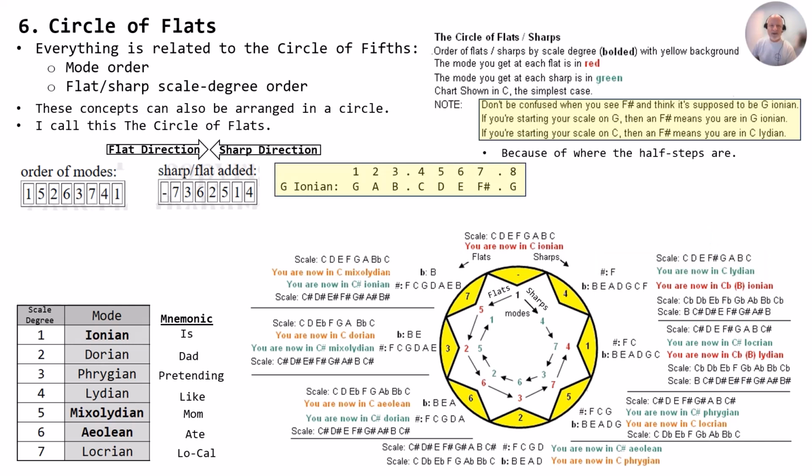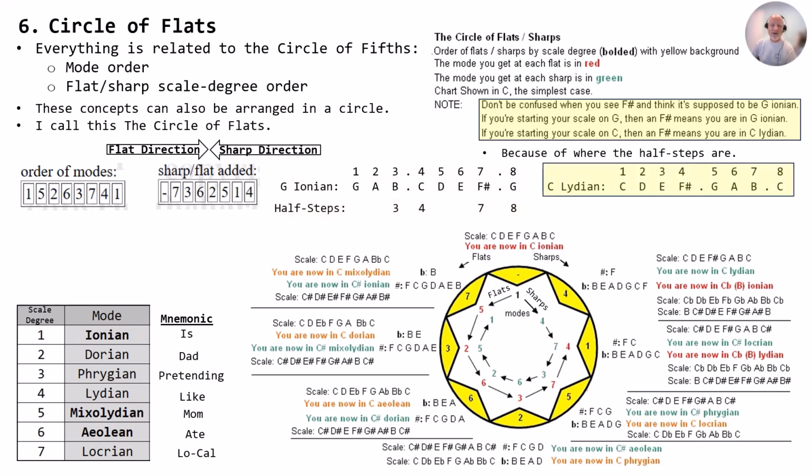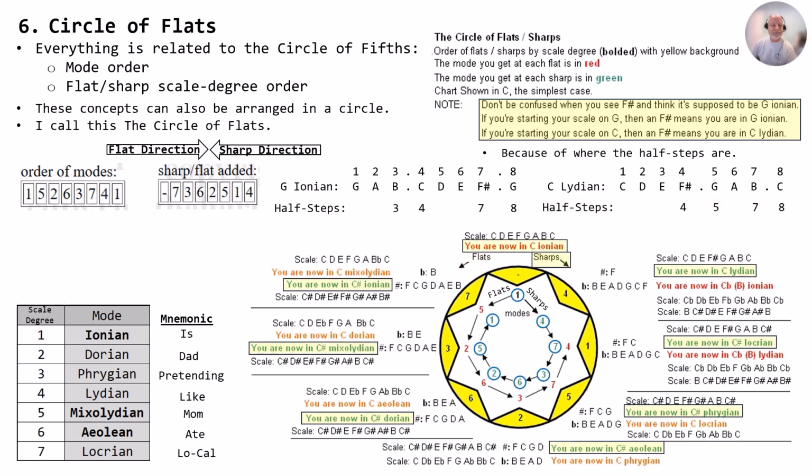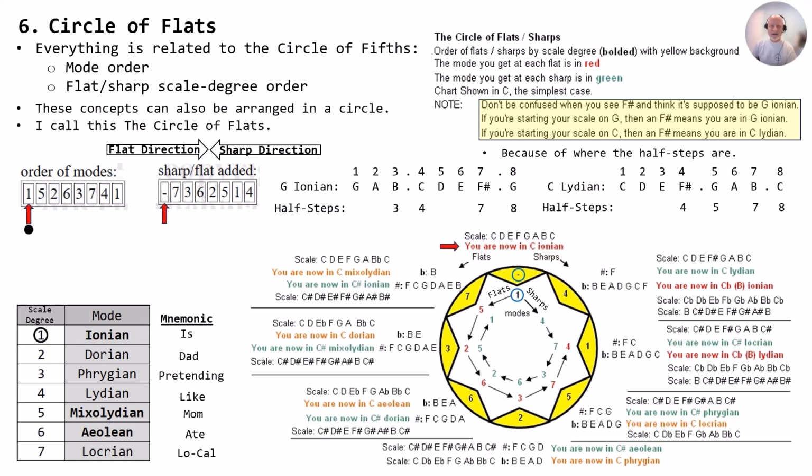And that's because of where the half steps occur. So G Ionian is G, A, B, C, D, E, F sharp, G, but we're not starting in G. We're starting in C, and you can see if it was G Ionian, those half steps would be between 3 and 4 and 7 and 8. But since we're in C Lydian, we're starting on the C note, not the G note. So the half steps are between the 4th and 5th and the 7th and 8th, and that defines Lydian mode, right? And so you can see all the modes that are added as you go around in the sharp direction.